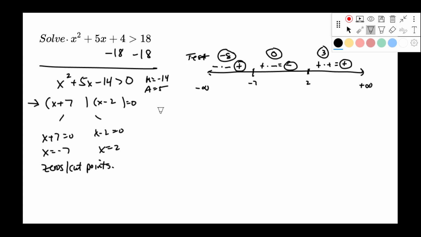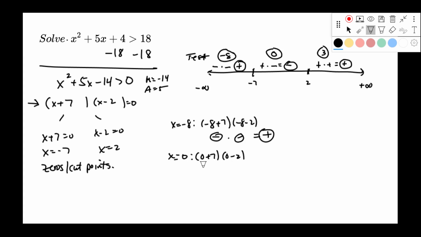I get a positive result in that third interval. And again, you can see, we'll test it down here. I'll show you just in case you're having trouble seeing what I'm doing. So I'm putting negative 8 into the factored equation. There it is. So this is a negative answer, that's a negative answer, and the result is positive. I'm putting 0 into the equation. 0 plus 7, 0 minus 2. That's a positive, that's a negative. The result is a negative. Okay, that's what I'm doing.